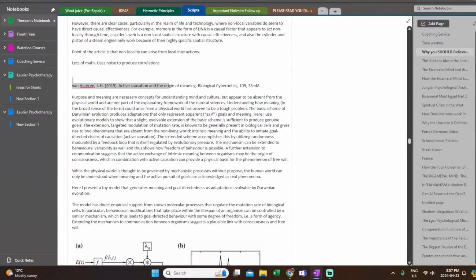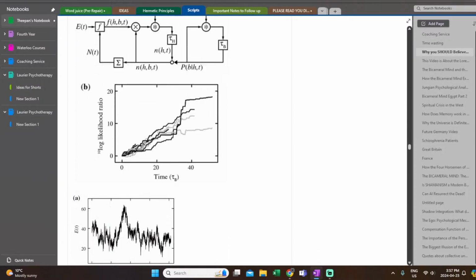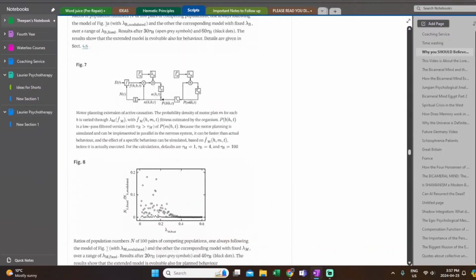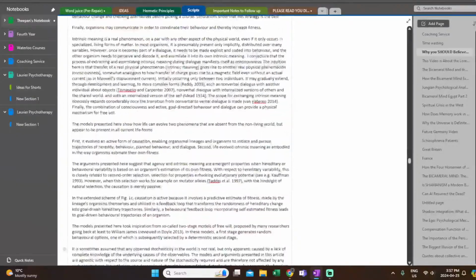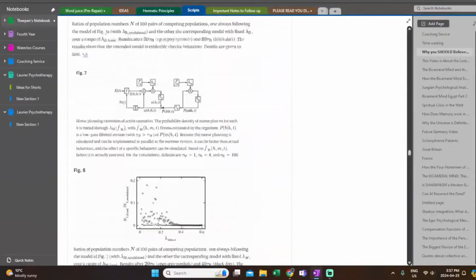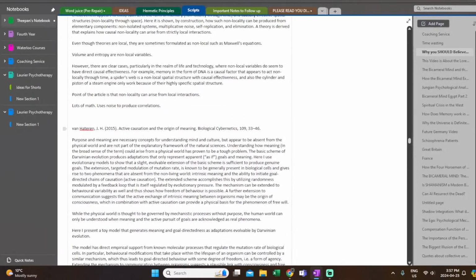Okay, active causation and the origin of meaning. This is another paper by this guy. This guy should consider himself lucky that I've read so many of his papers. I have a feeling, though, that this is just going to reiterate in a more complicated way things that we've already learned. Let's see when this paper was published. 2015. Man, that guy had a good year in 2015.